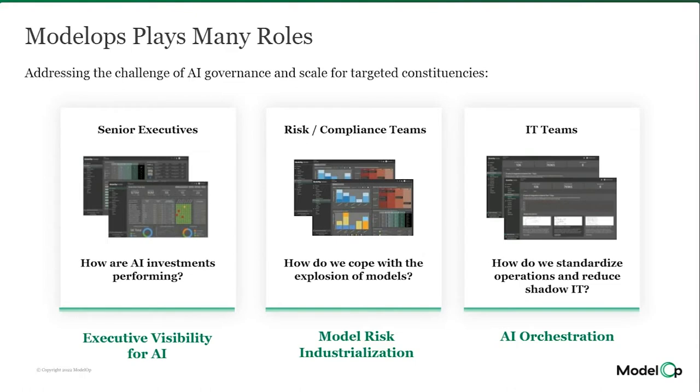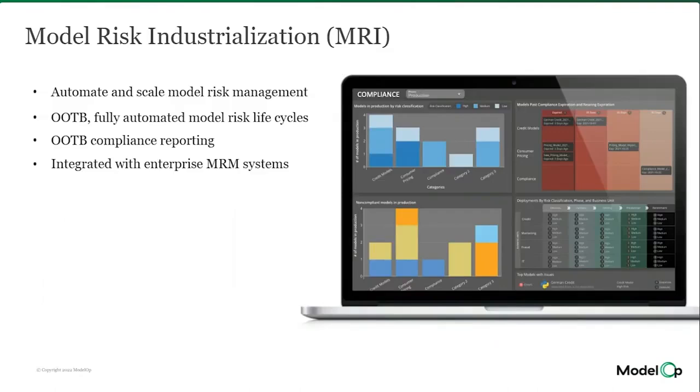But over time, you'll find that you want all of these. They actually all provide an underpinning that kind of works together. So when we talk about model risk industrialization, in specific, what we want to do is automate and scale model risk management.